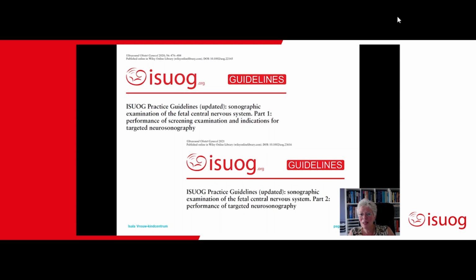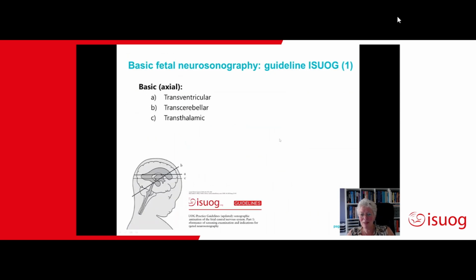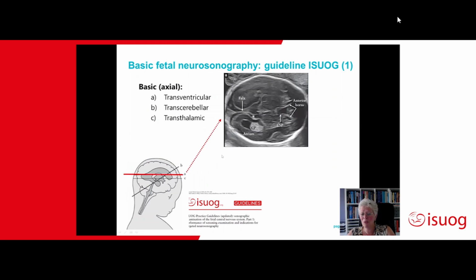In the assessment of the fetal brain, the guidelines of the ISUOG can help us. We have two parts, one basic guideline and one advanced guideline. If we look at the basic guideline, what we assess there is our transventricular plane, where we can see the midline, the falx.